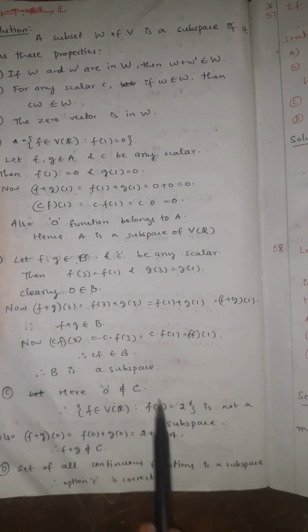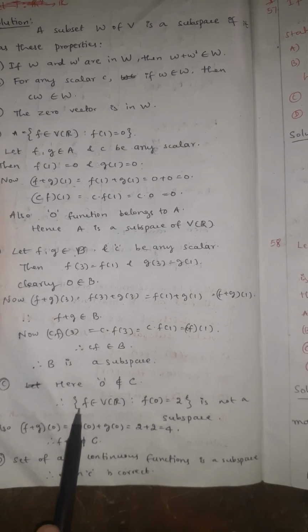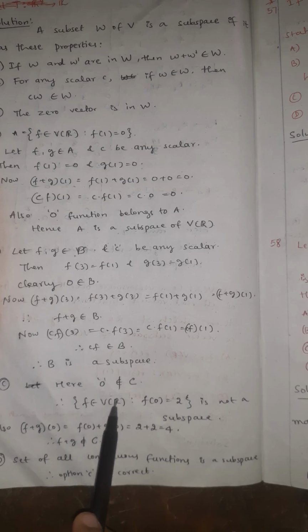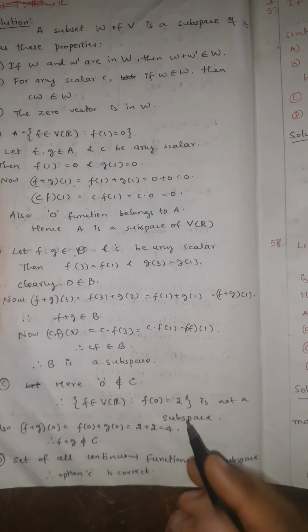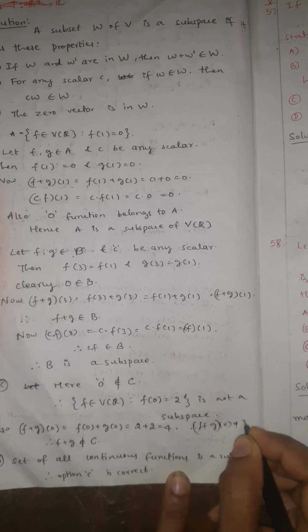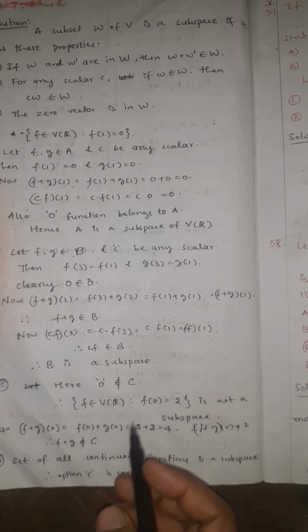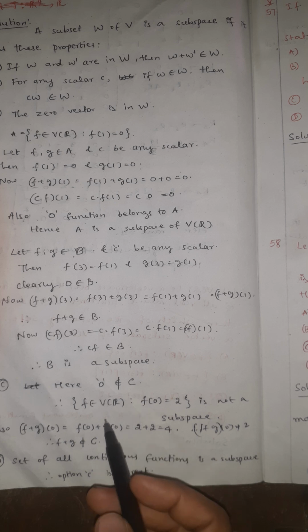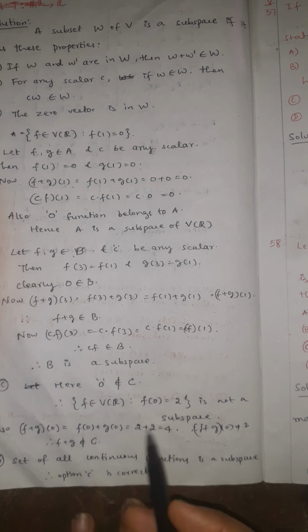Further, let us check option C. Here the set is given by the set of all f belonging to V of R such that f of 0 equal to 2. It is not a subspace because the 0 function does not belong to this set C. Also f plus g of 0 equals f of 0 plus g of 0, that is 2 plus 2, 4, which is not equal to 2. That is, f plus g of 0 is not equal to 2. Therefore f plus g does not belong to C. Also the 0 vector is not in the set C. Hence set C is not a subspace.